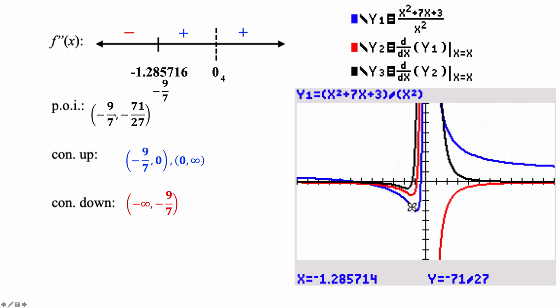Now again, I found the exact values. If the WebAssign uses decimal, I'll be accepting both on the test if we're asking to do everything by the calculator. All right, that's it for this section.